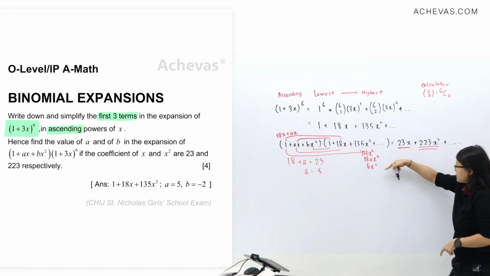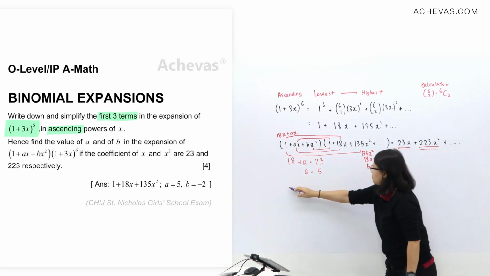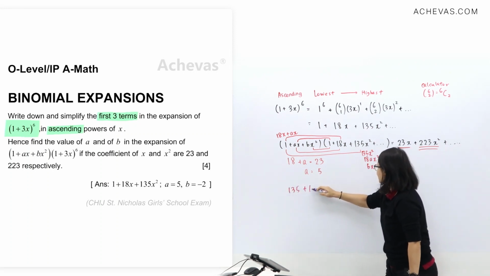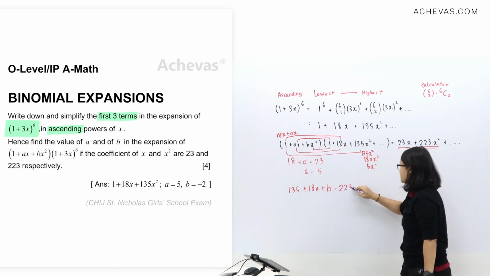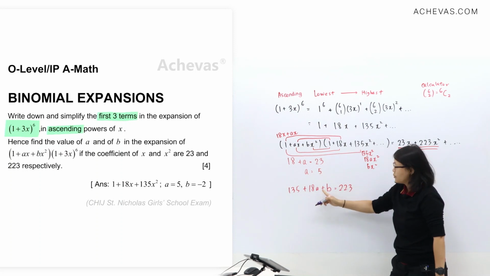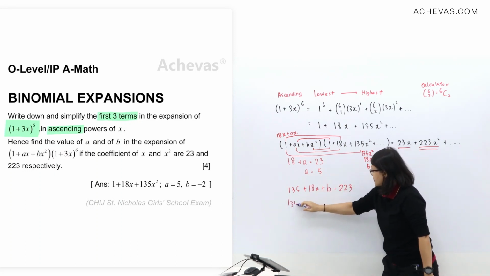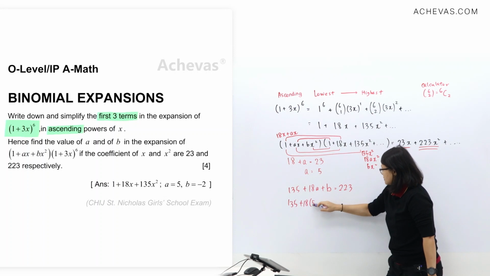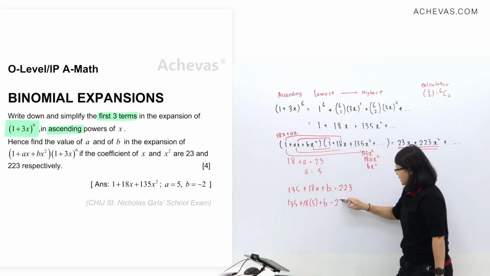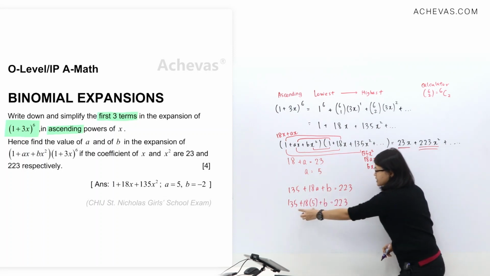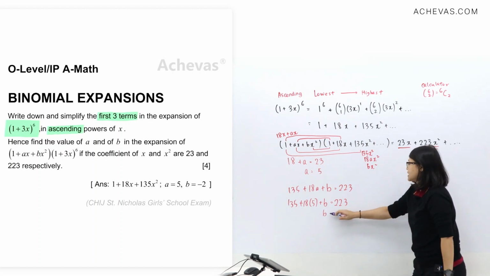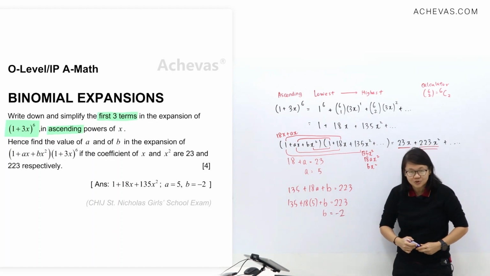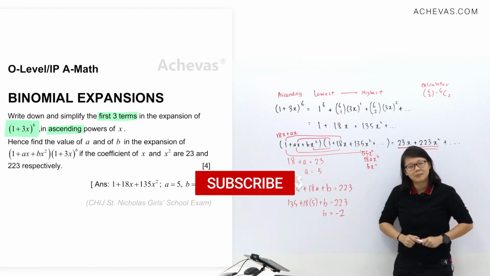So let me add these coefficients and compare to 223. So I have 135 + 18a + b = 223. And since we know a is 5, we're going to replace it. Last step, bringing this constant to the right side. So I have 223 - 135 - 18 times 5. I should be getting the answer negative 2. Okay, this is a question for binomial expansion.